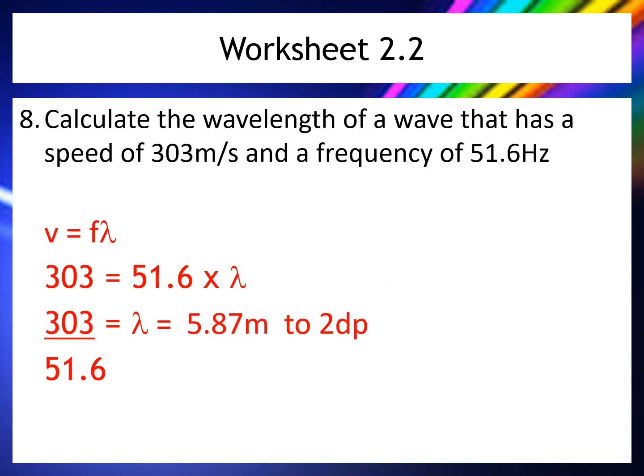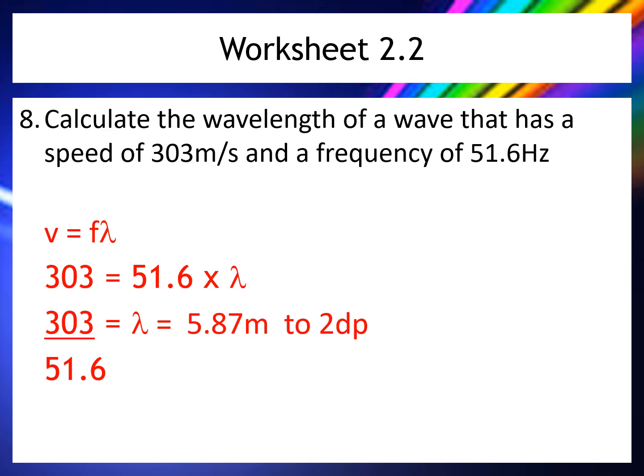We're using the same equation here, but slightly differently because we don't know the wavelength lambda. I would always recommend, as I said before, writing out the equation and then putting the numbers in next. It does save an awful lot of mistakes, particularly when we get into more complicated equations. So here underneath I've written 303, which is the wave speed, underneath v, equals 51.6 multiplied by lambda.